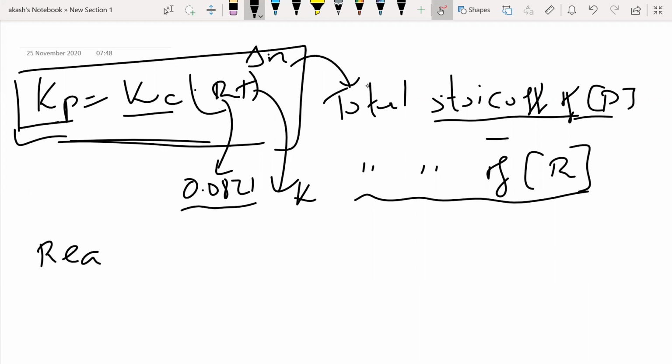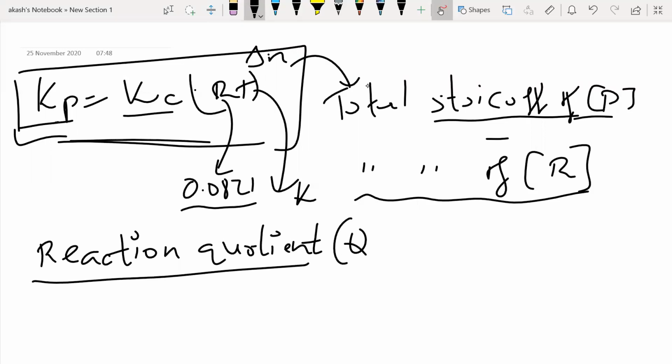reaction quotient. Reaction quotient is denoted by the capital letter Q. Again, it can be Qc or Qp: Qc for concentration, Qp for partial pressures. What is the use of it? It is going to help me predict which side the reaction is going to happen.